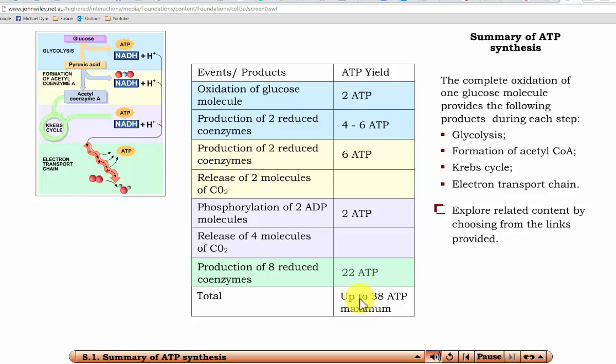And of course, you can see that's the maximum. Some cells are not as efficient. That could be age. It could actually be the way the cell actually needs energy.